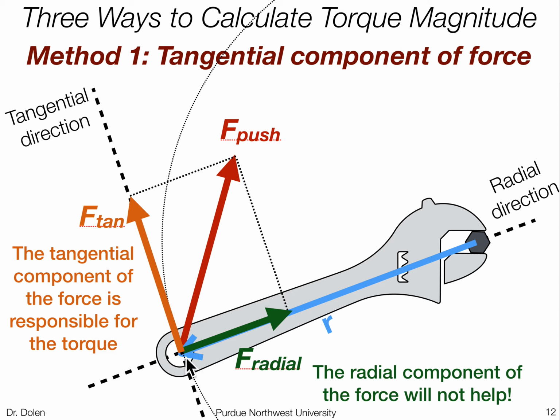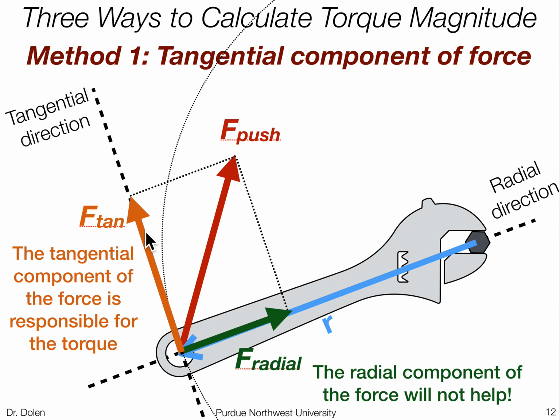As you can see now, just looking at the green arrow and the orange arrow, the green arrow is not going to help this thing turn. The green arrow is pushing on that bolt. It is not going to cause rotation. So that component of this force is wasted. It's not useful for turning. It's only this tangential component of the force that is going to cause this wrench to rotate. So that tangential component is a useful part of the force.